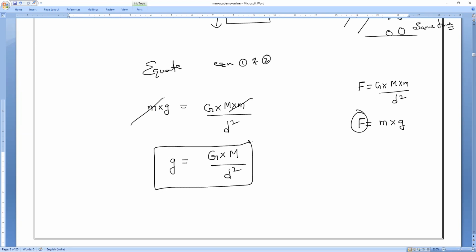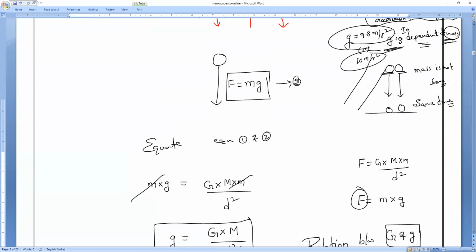This is the relation between small g and capital G. Please write it. Relation between capital G and small g, everybody. Small g is equal to capital G into capital M divided by d square. This will give you the g value. For different planets, different bodies, there are different g values. We are going to calculate that now.